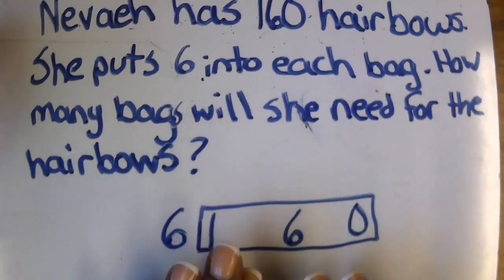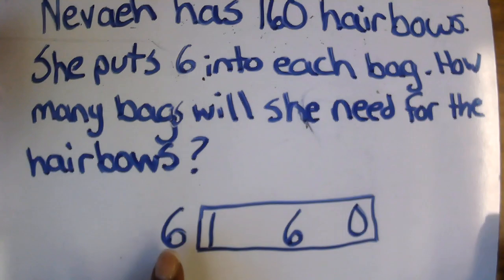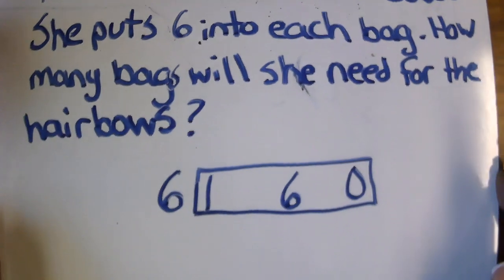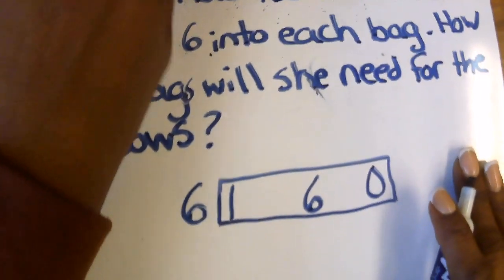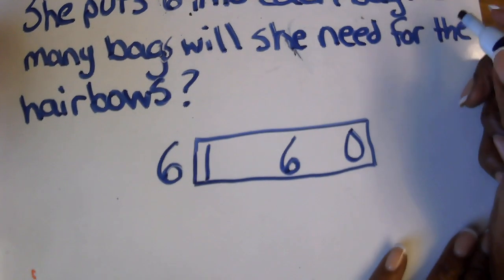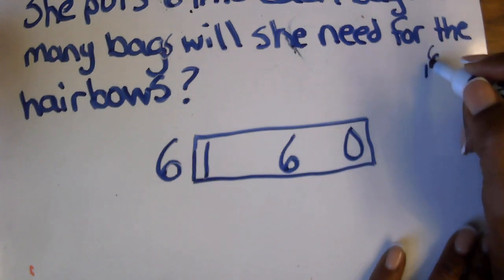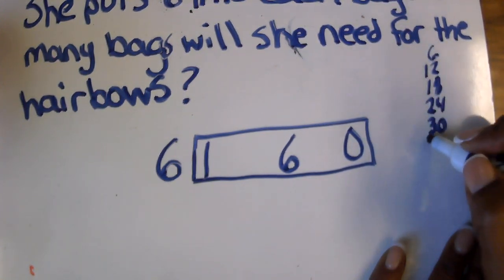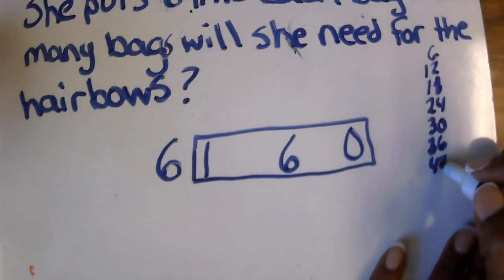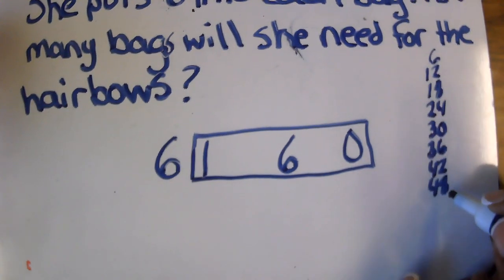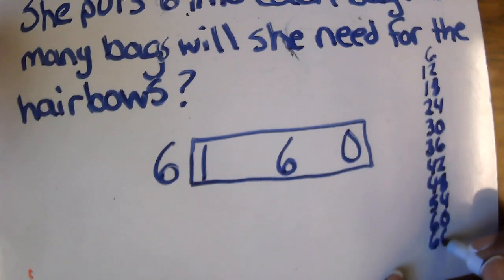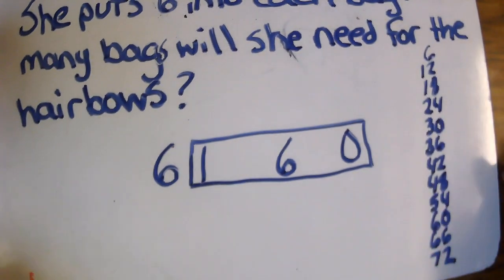Okay? So we have 160 hair bows. We have 6 in each bag. We need to know how many bags we're going to use. Now we're going to go over here and we're going to do our multiples of 6 because we're dividing by 6. So we're going to do 6, 12, 18, 24, 30, 36, 42, 48, 54, 60, 66, 72. So we did our multiples of 6.